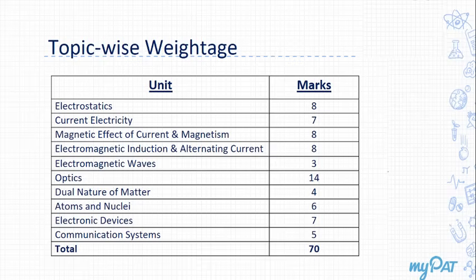So 22 marks, and the subtopic-wise segregation is also shown. Dual nature is for 4, atoms and nuclei 6, electronic devices for 7, and communication systems is for 5 marks. We will come later on to this topic also, as to in which section we should focus more if you want to improve or score much more marks with less effort. So later on we will discuss these things.